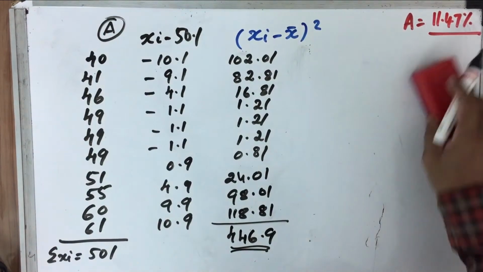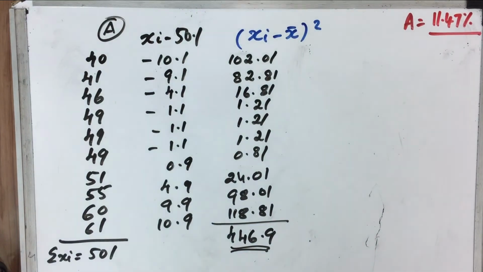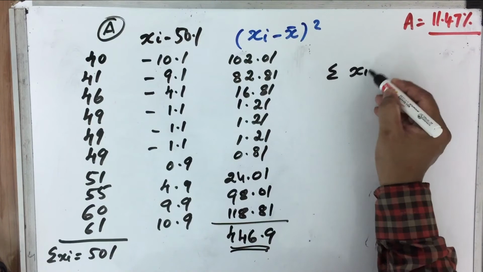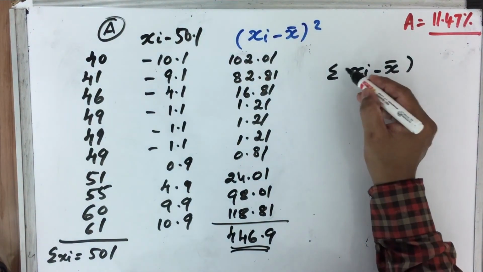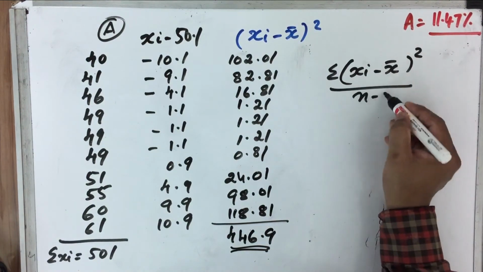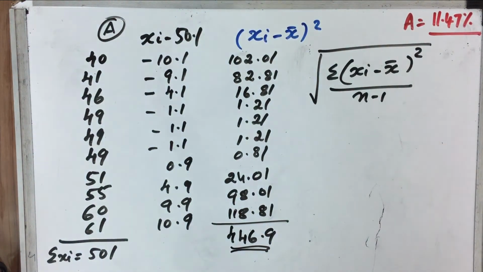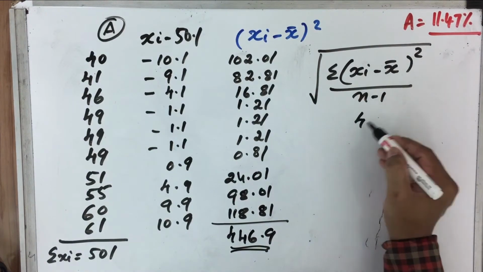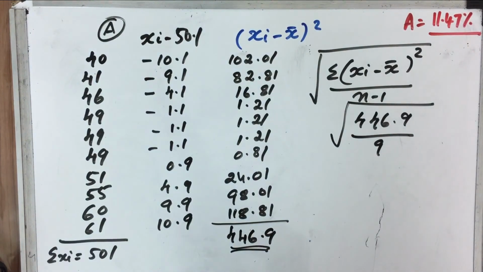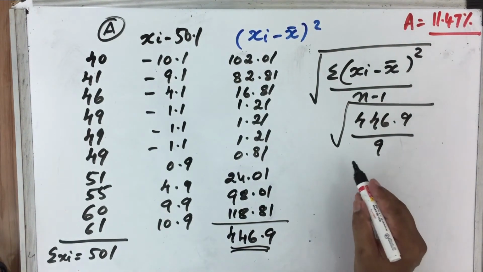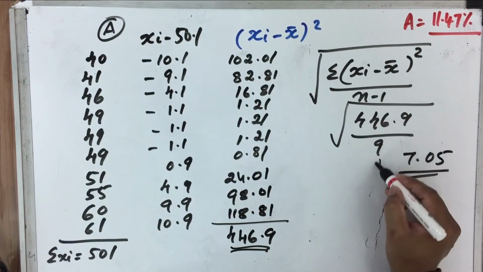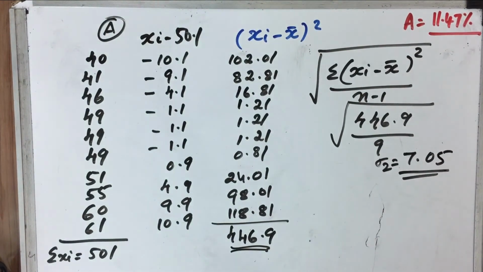So therefore let us replace this into our formula. Our formula is now going to be the summation of all the (xi minus x bar) square, divided by n minus 1, and we need to find the root of that. So therefore we have 446.9 divided by 9, root of that. So this is going to give us a value of 7.05. So therefore sigma 2 is equal to 7.05.